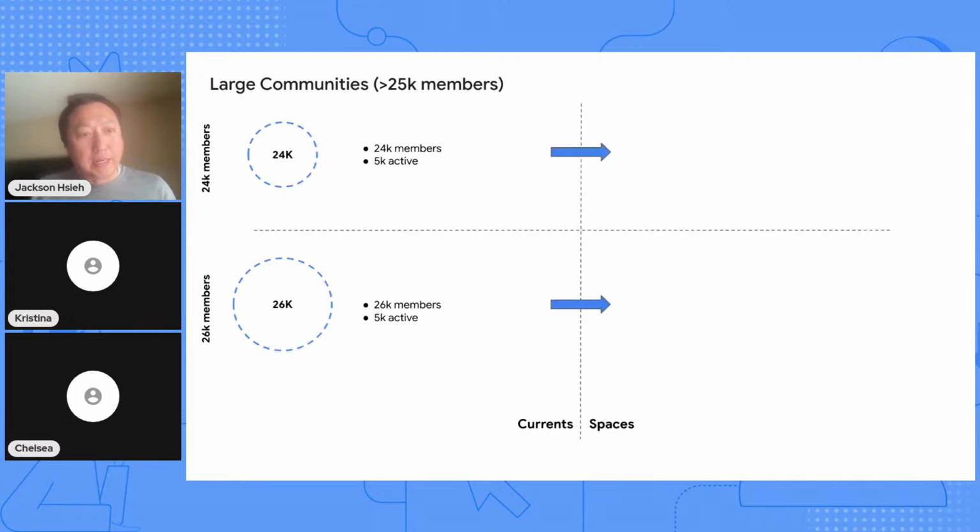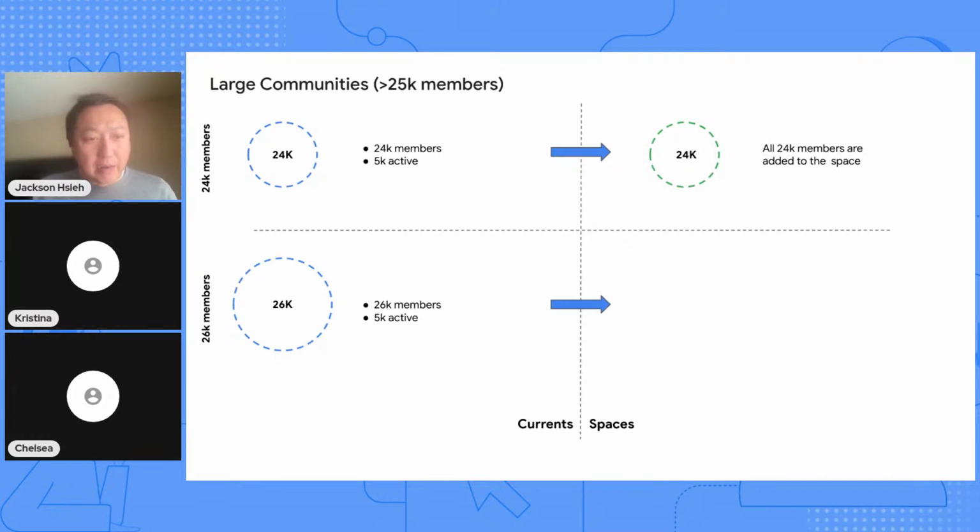For large spaces, we have two examples here. In the first, you have 24K members and only 5K are active users in this community. When it's migrated over to Spaces, how many of these members will be migrated? Again, 24K members, only 5K are active. How many will be migrated? The answer is all 24K, because it's within the 25K limit.